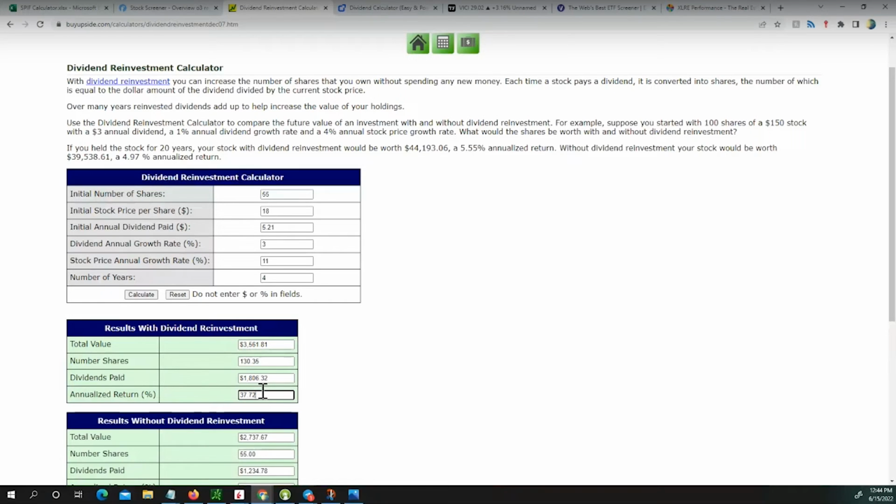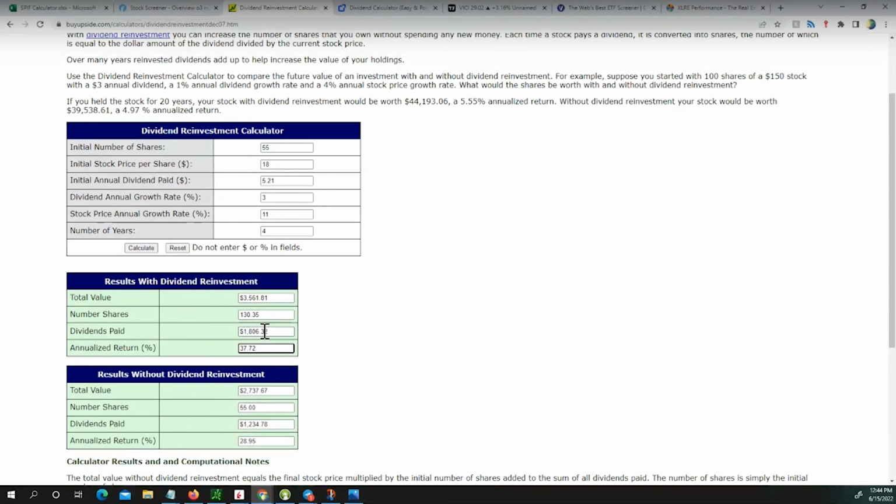Now, if you do without dividend reinvesting, you can see here your total value will have grown to $2,700. Your number of shares will be the same because you're not reinvesting the dividends, and then you'll get around $1,200 in dividends in that time frame. So in those 4 years, you're getting $1,200, around $300 a year. Not a lot for a $1,000 investment, but as you can see, dividend reinvesting gives you a way better outcome than not reinvesting.